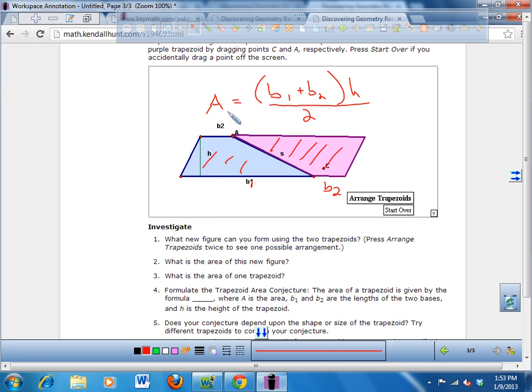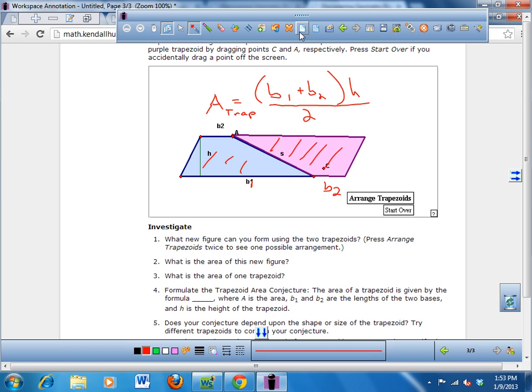Isn't that cool? Don't worry, we'll do a little investigation with your computer when we do the picture. The area of a trapezoid is base 1 plus base 2 divided by 2 times the height. You can see that because it's half of a parallelogram if I took two congruent ones and put them together. Isn't that kind of cool? Say yes, that's kind of cool.